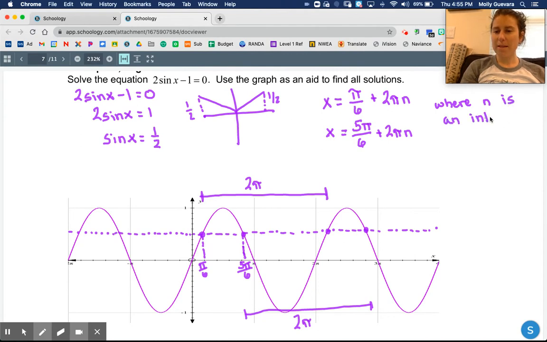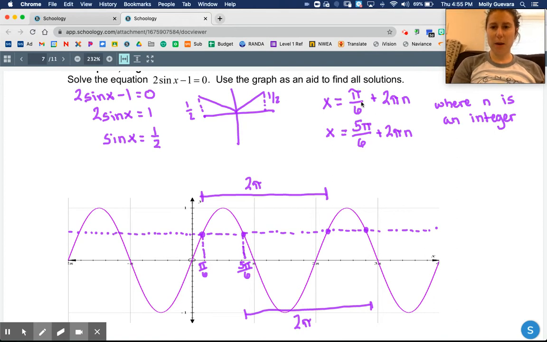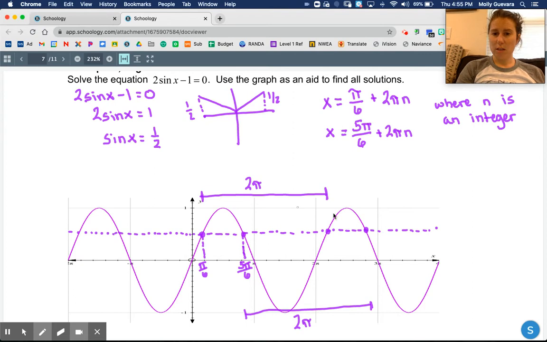So n basically tells you which period you're in. Right, if n is 0, then it's pi over 6 plus 2 pi, which is right here. And this is 13 pi over 6. And then if n is 1, it's 5 pi over 6 plus 2 pi, which is here. What is that, 17 pi over 6.